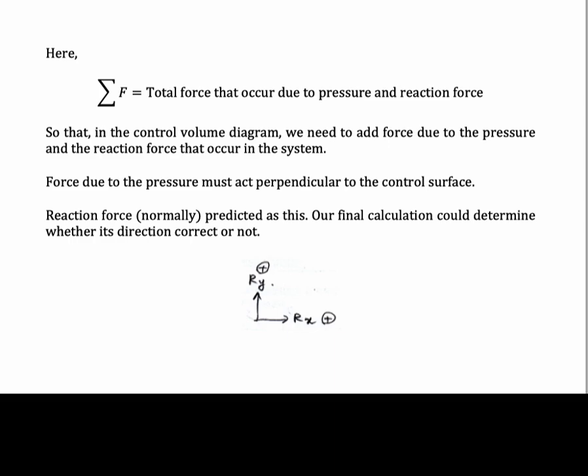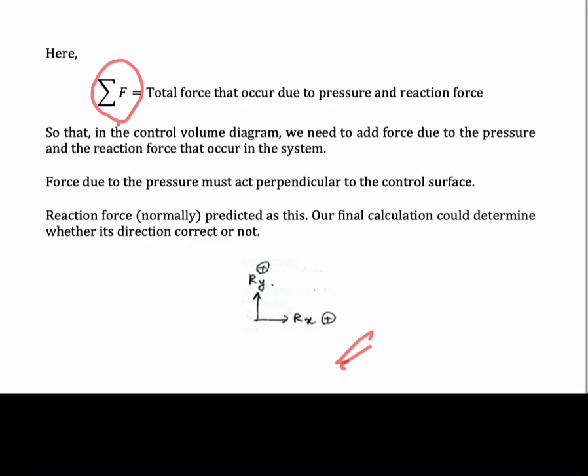So here, the sigma of F is the total force that occurs due to pressure and reaction force. So in the control volume diagram, we need to add the force due to the pressure and the reaction force that occur in the system. Force due to the pressure must act perpendicular to the control surface. Reaction force is normally predicted as this one. So our final calculation could determine whether its direction is correct or not.